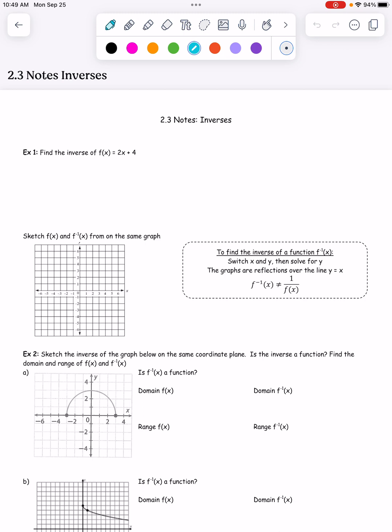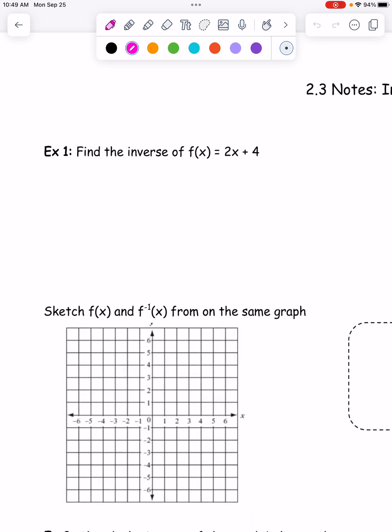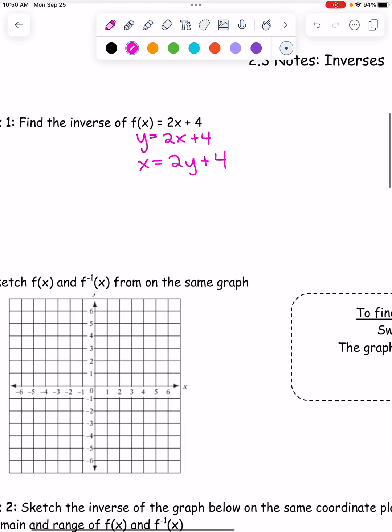Okay, so when I say my first step is to switch the x and y, if I'm looking at this first example, I don't see a y, but f of x is the same thing as y. So if you need to write that, go ahead and write that. So now my first step is to just switch the x and the y. So switching them is now here: x equals 2y plus 4. Our goal is to now get that y by itself.